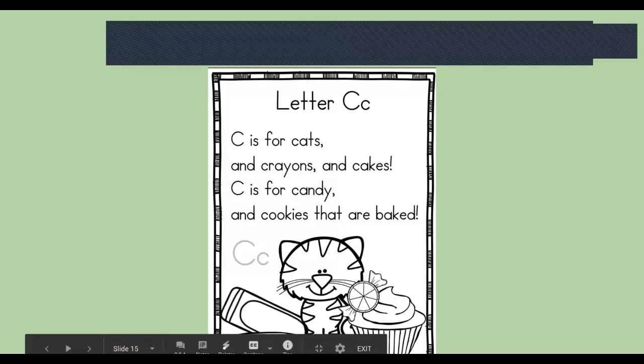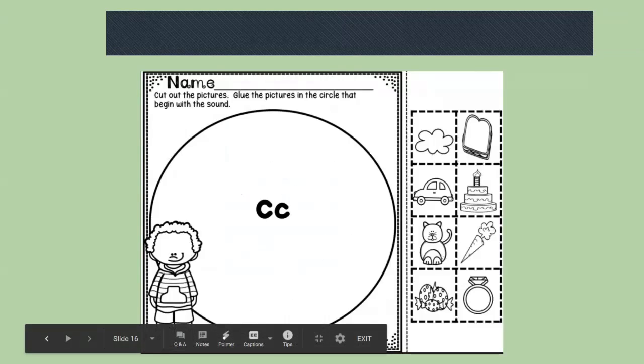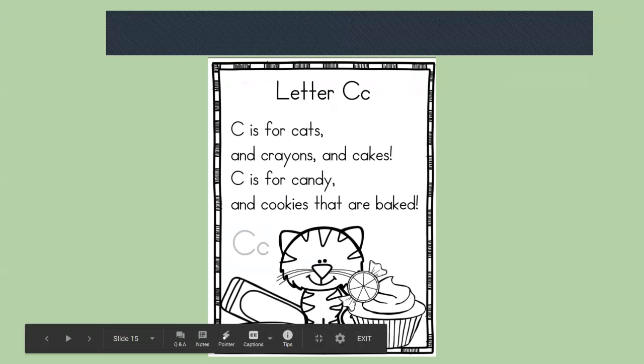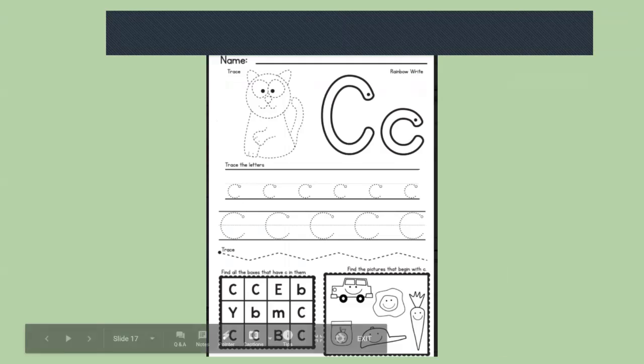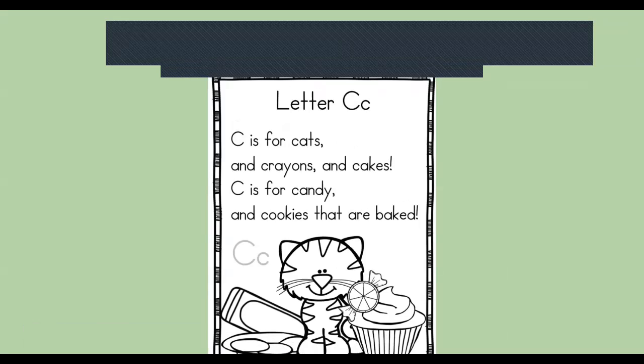Okay, hopefully you have your page. There's the first page. Let me read it to you first, and then we're going to find all the letter C's. It says letter C. C is for carrot. I'll go back again. Letter C. C is for cats and crayons and cakes. C is for candy and cookies that are baked.